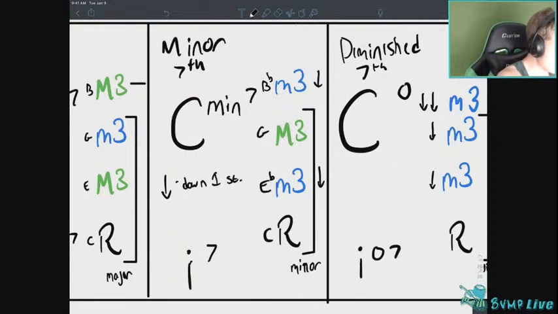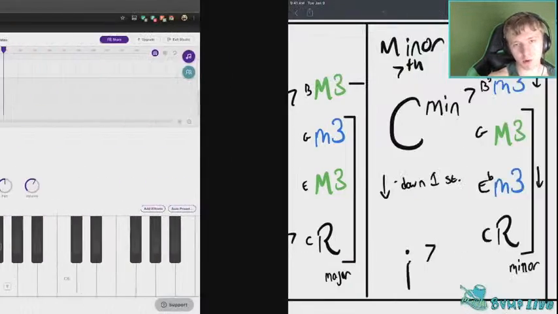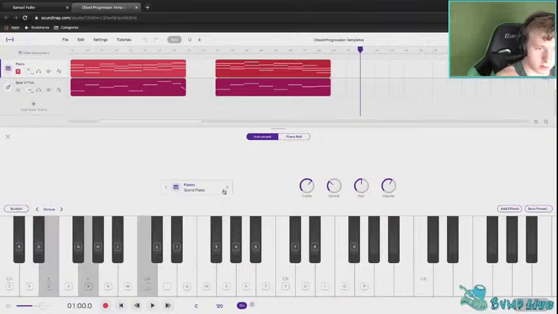So for example, C, A, what should I do here? C, F, G. Let's do like a 1, 4, 5, 1. So maybe a traditional chord progression in C major for 1, 4, 5 would sound like this. I'll make it so you can see the keyboard as well.